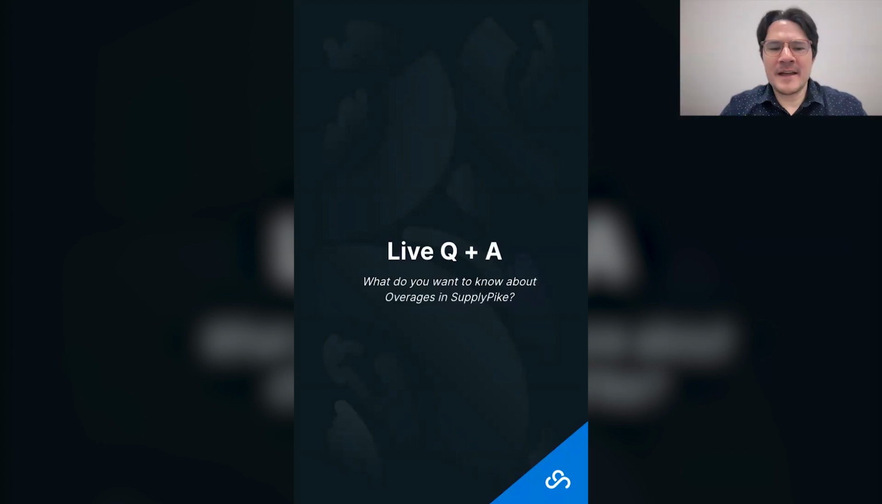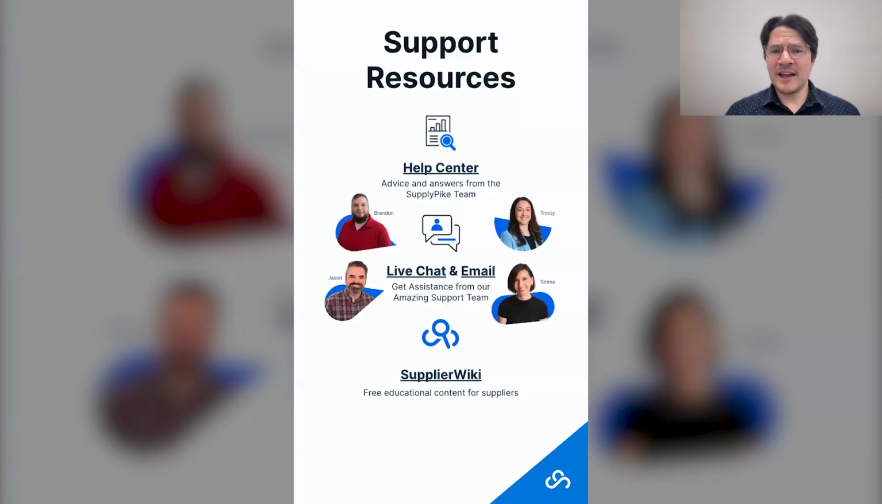Please keep in mind, if you have any questions that we're unable to address during this time, or anything comes up afterwards, don't hesitate to reach out to us at support@supplypike.com. We can answer those questions. You can reach out to Hudson or myself directly from that. We can hop in and take over and answer any questions that you may have, but our amazing support team will help you out. And like Hudson has pulled up there, we have a ton of support resources on our help center and our supplier wiki to make sure that you are getting the answers that you need.